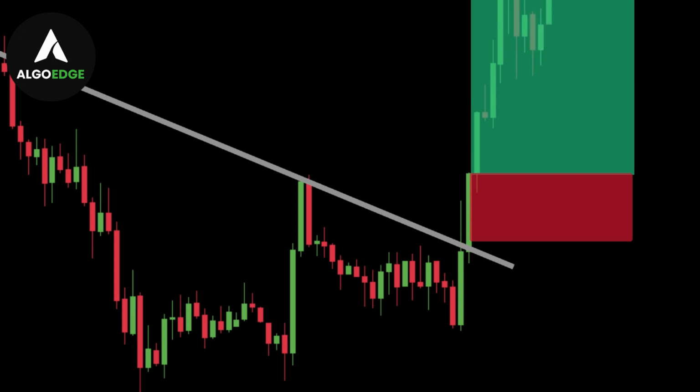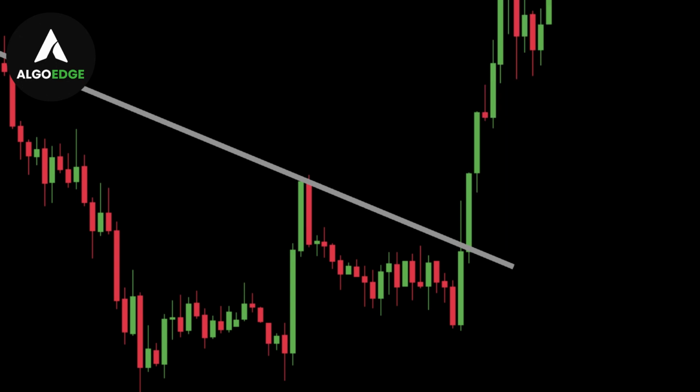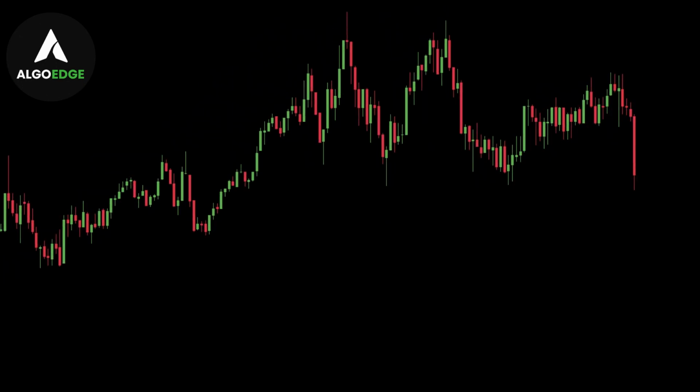This is a great example of why patience matters. Instead of buying the moment the trendline was broken, we waited for confirmation from the market structure first, and that extra confirmation helped us avoid many of the fake breakouts that trap impatient traders. Let's go through one more example to make sure this concept really sticks.